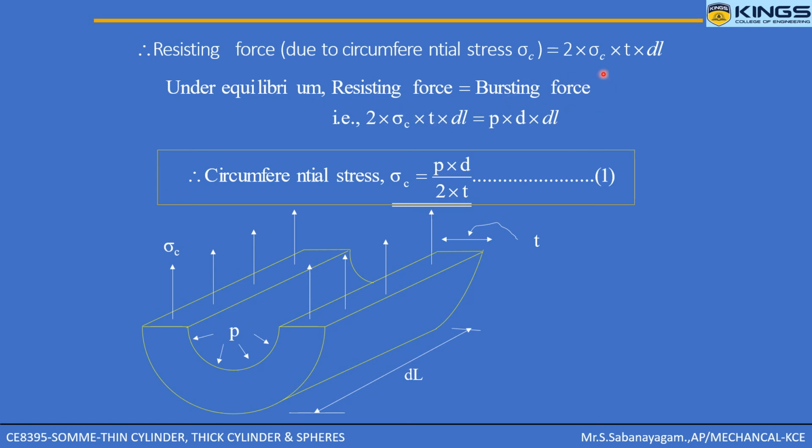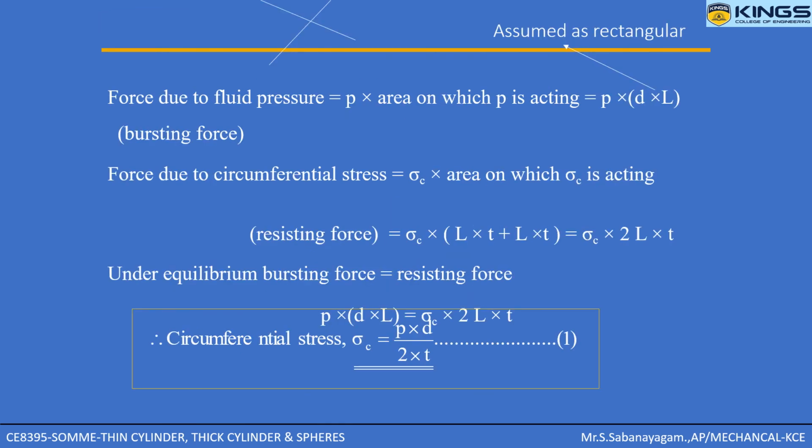The resisting force is 2 into sigma c into t into dl. t is nothing but the thickness of the hollow cylinder, and d is the elementary area length we had taken. So the bursting force is P into D into dl, calculated from the previous slide. So from this relation, the circumferential stress sigma c is equal to PD by 2t. So this is the circumferential stress evaluation.